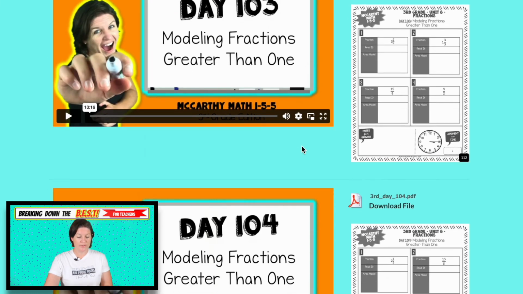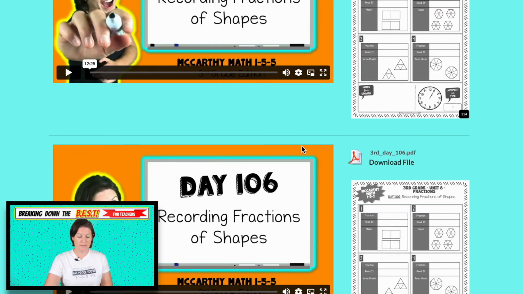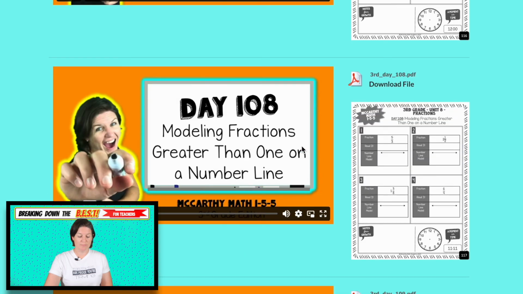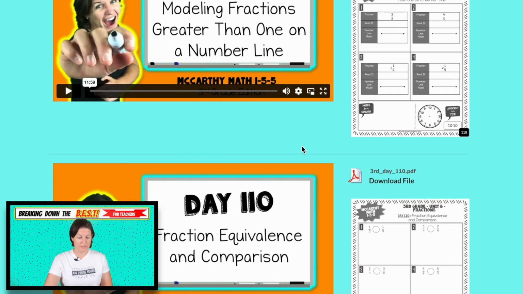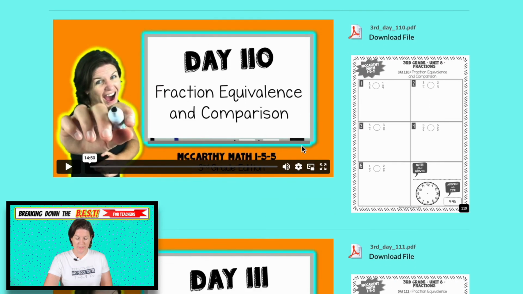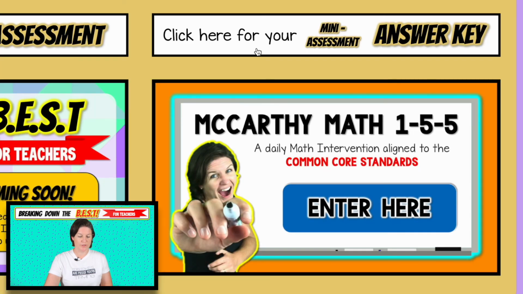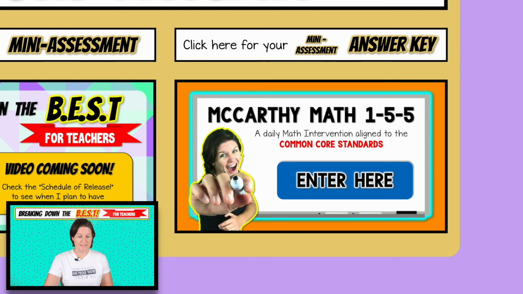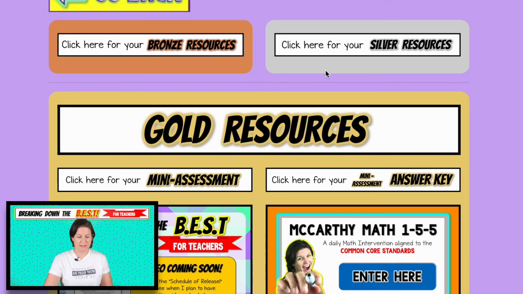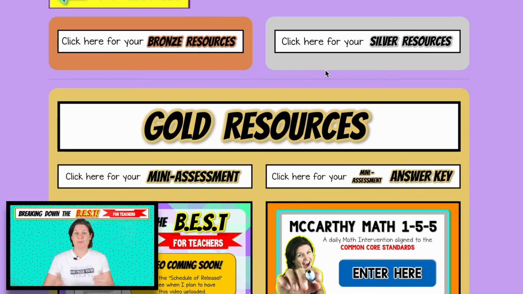Fractions greater than 1. There are multiple episodes there. Okay, and then we get into comparing fractions in a little bit. There's just so much there. So take a look at that. See if it works for you. Lots and lots there with McCarthy Math 155 for you to use to help students build their confidence.